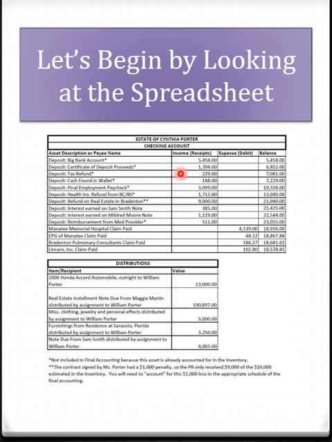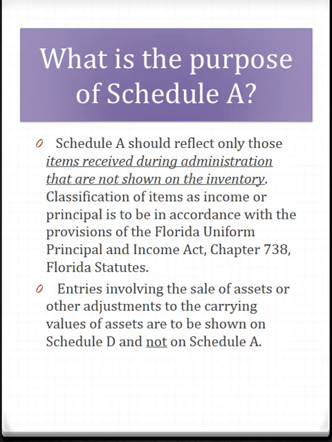All right. So next slide, what is relevant to Schedule A? Schedule A should reflect only those items received during administration that are not shown on the inventory. So this is redundant, but I'm just trying to help you understand clearly that we're only going to add to Schedule A receipts, those monies or receipts of items that were not included on the inventory.